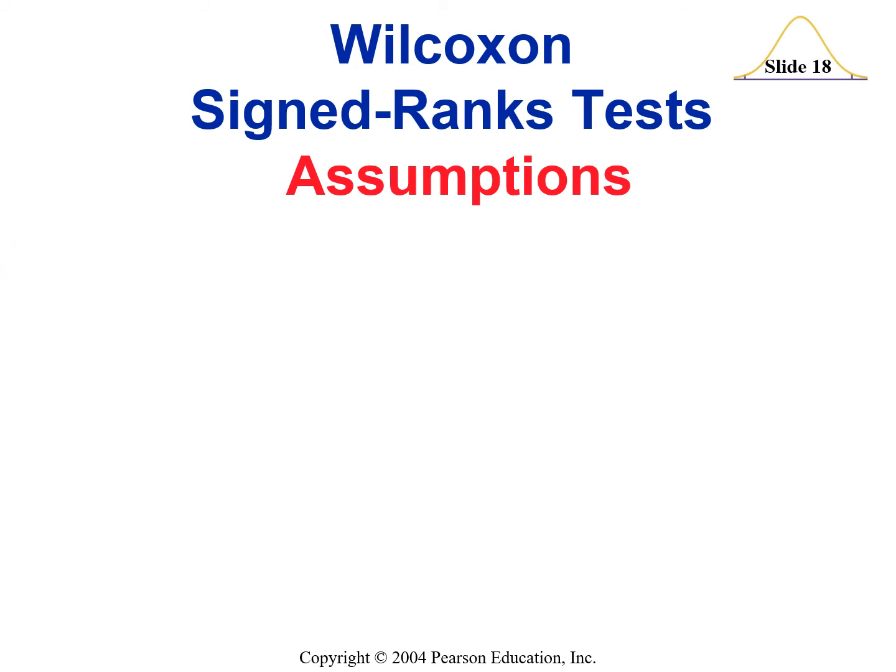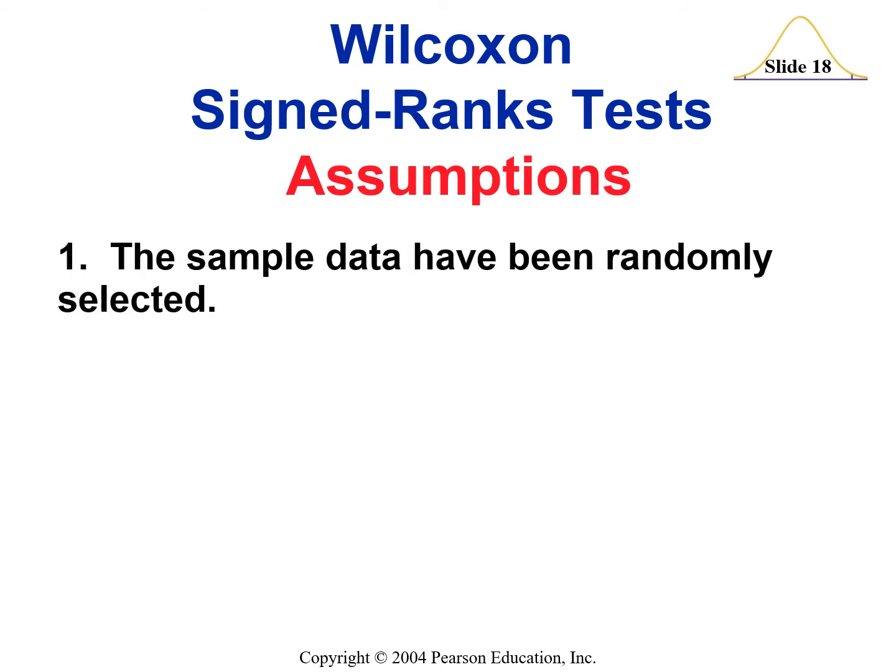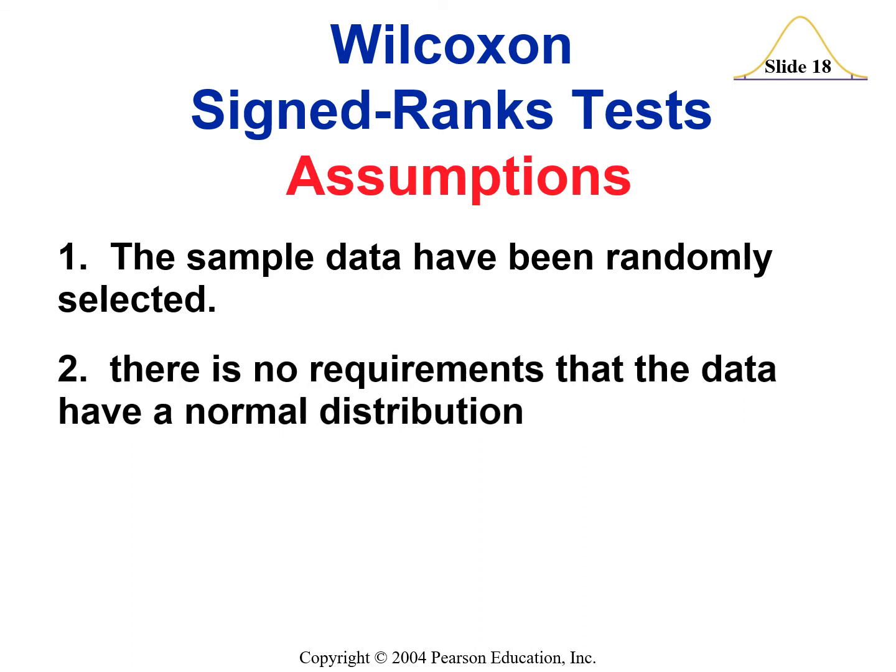Assumptions, very important. The first one: the sample data should be randomly selected. The second: there is no requirement that data have a normal distribution, and this is the property of all non-parametric tests. No assumption is required that the population should be normally distributed.